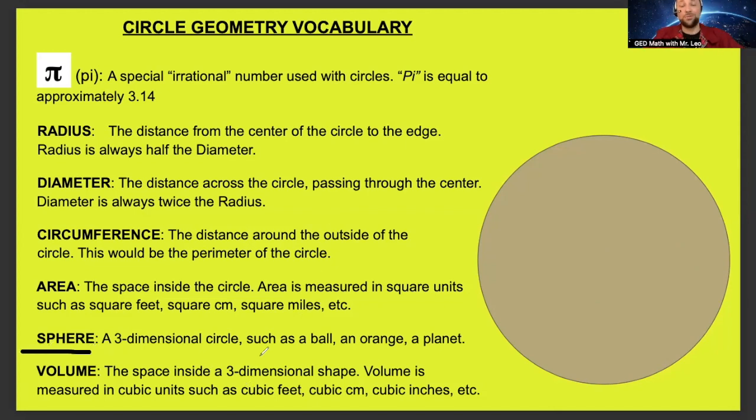Say this one out loud for me. Sphere. That's PH making the F sound. What is a sphere? A sphere is a three-dimensional circle, such as a ball, an orange, like the fruit, right? A nice, good-looking orange is approximately a sphere. You could squish it a little bit, but essentially that shape is a sphere, like a ball, a baseball, a basketball, a bowling ball, or even a planet. Now, when we say three-dimensional, do you know this word?